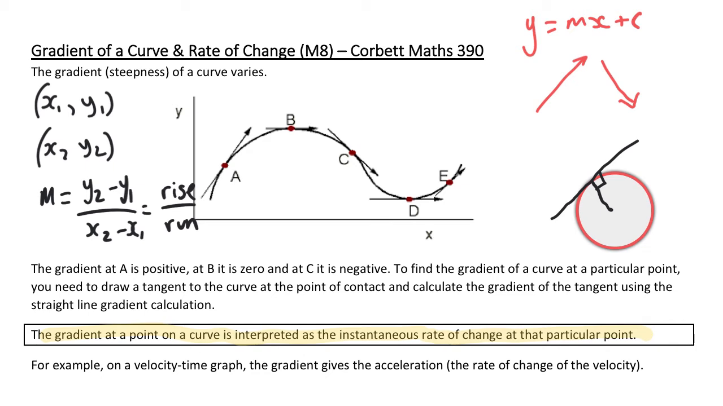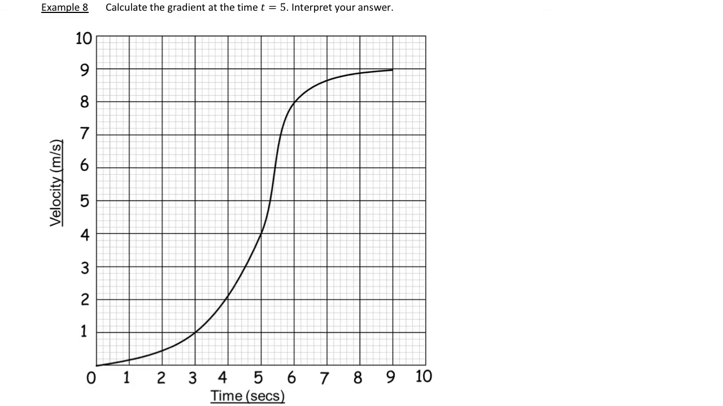So the instantaneous rate of change of this graph at A is positive, and we could work out the value, and that would give us the rate of change at that point. We'd have a different rate of change at B, it would be 0. At C, we'd have a negative instantaneous rate of change, and then D would be 0, and E would be positive. So example 8, calculate the gradient at the time t equals 5.